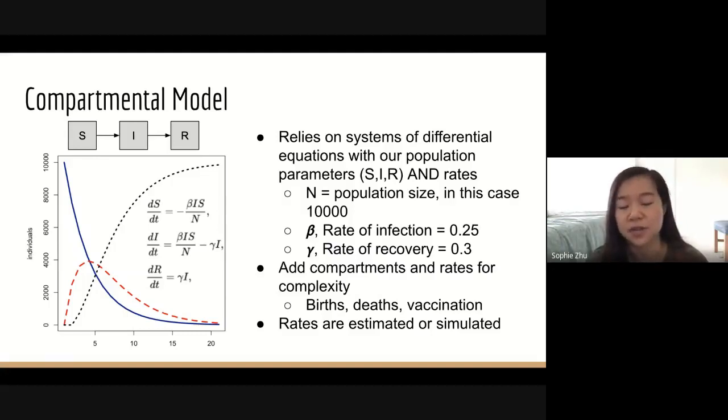Going quickly back to these rates, I think that is an important point to touch upon. As you can see here, we have a rate of infection and a rate of recovery, and oftentimes we have to estimate or simulate them, especially for a disease that is uncommon or not so well known, like COVID. We may not have these values, and they will only come out as the pandemic progresses and as we obtain more information.